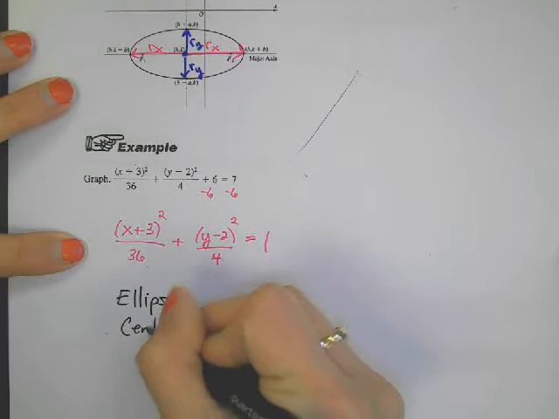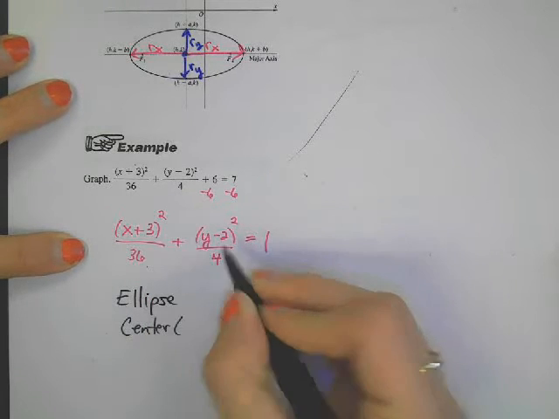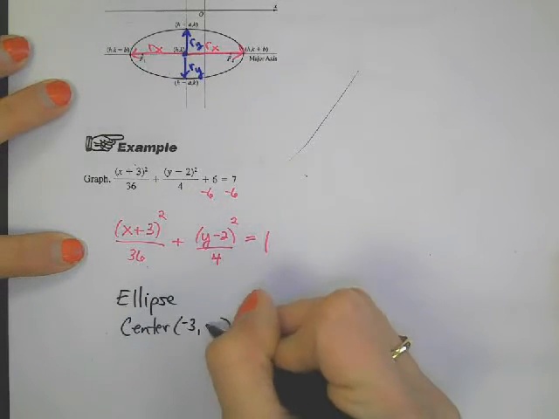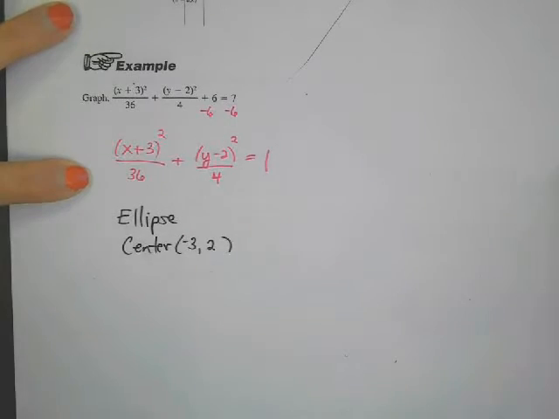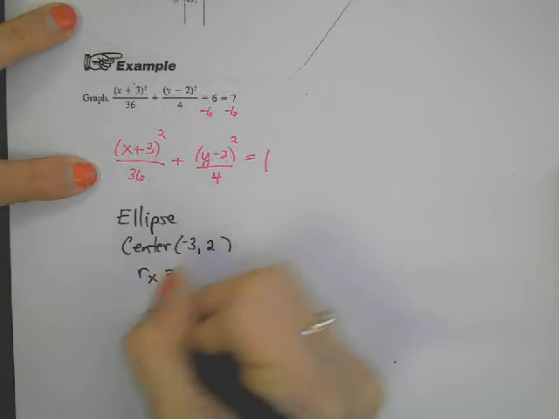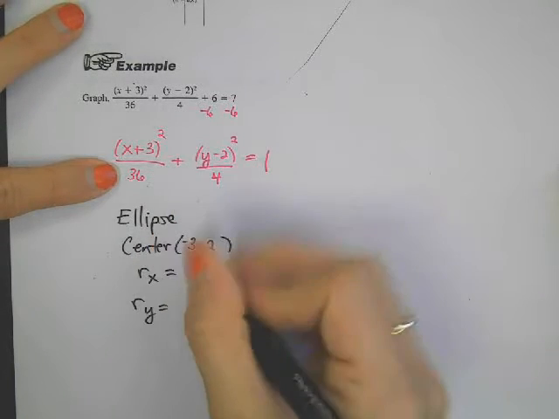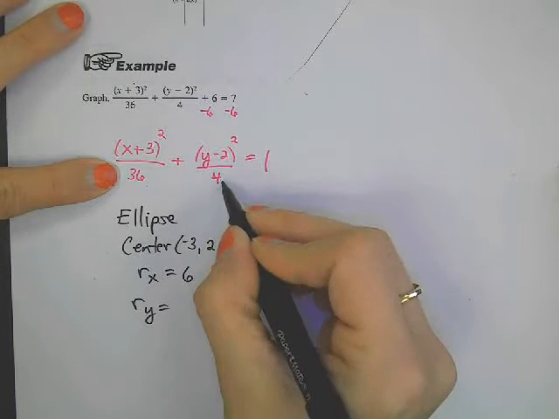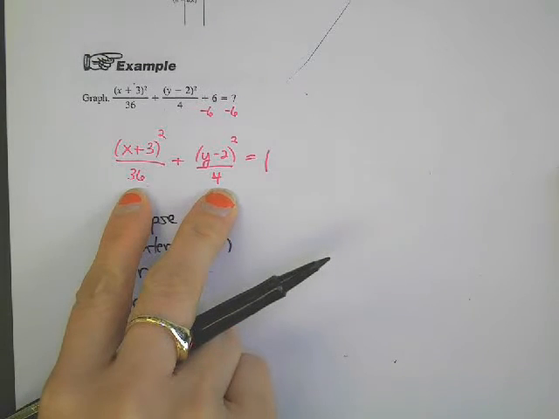How about the center of the ellipse? Can you tell me the center? Negative 3 comma 2. Good. Negative 3 comma 2. How about the radius? Now I have to be very specific here because there's a radius for x and there's a radius for y. R sub x is going to be 6 and R sub y is 2. So those radii numbers there are squared.